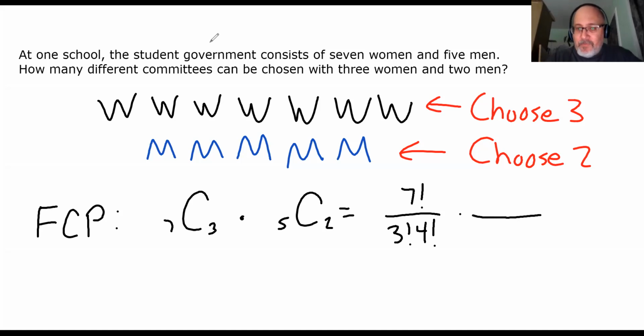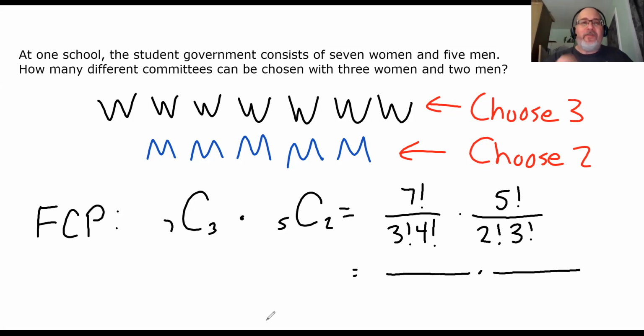Times, for 5C2, we put the first number on top of the factorial, so 5. The second on the bottom, so 2. And the difference, 5 minus 2 is 3. Now, this is a mess of factorials, but guess what? We can clean them up efficiently. Let's start with the 7 factorial on top.